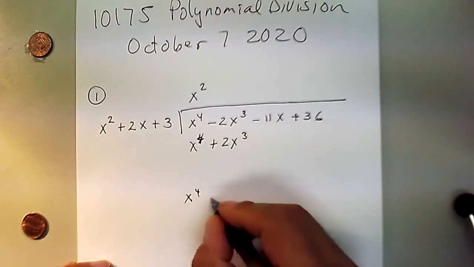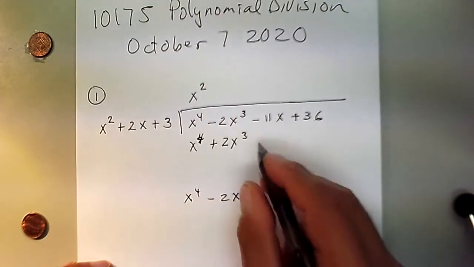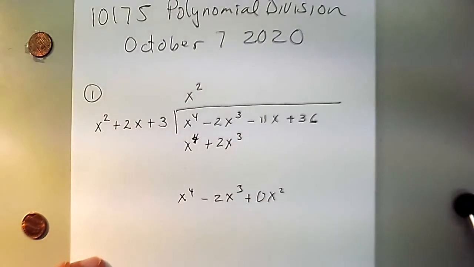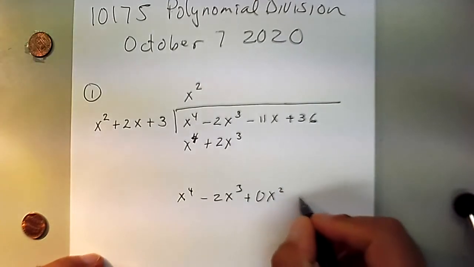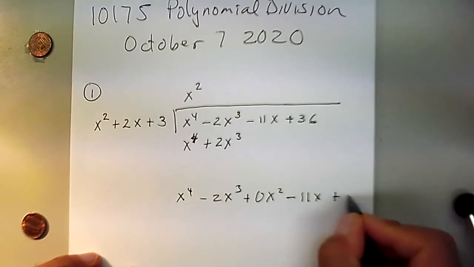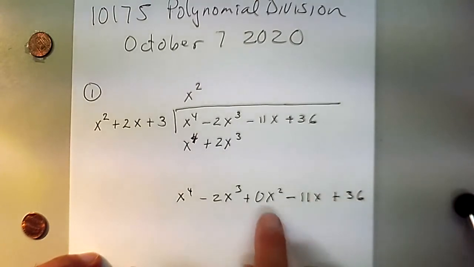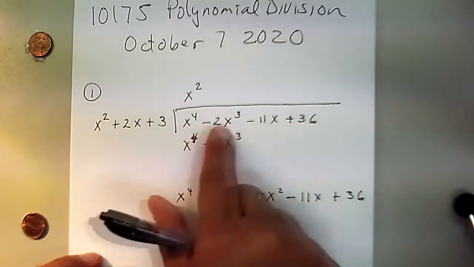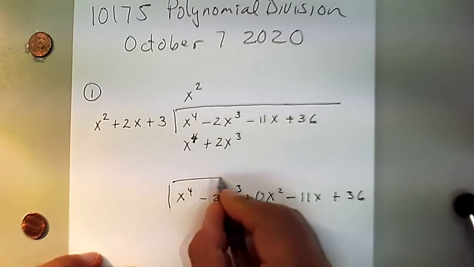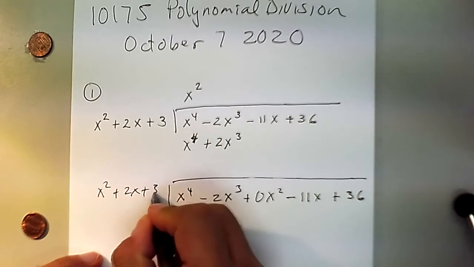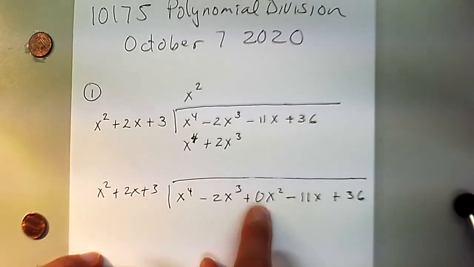X to the 4 minus 2x cubed. We're going to put 0x squared. Pretty much, there's a few times when we do this, when we put 0, because we want to put a column for the x squareds. And as written up here, there isn't one. So that is a problem. So we're going to redo this. X squared plus 2x plus 3. And the only difference is that now we have a spot for the x squared.